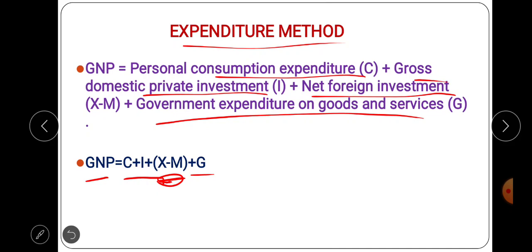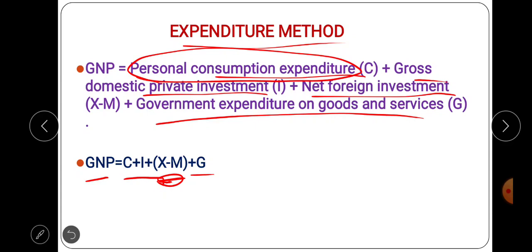Okay, let's see one by one factor. In that, first one is the personal consumption expenditure. This personal consumption expenditure includes all types of expenditure on the personal consumption by the individuals of the country. So it includes the expenses on the durable goods like scooters, watches, televisions, refrigerators, and the expenditures on the non-durable goods or the consumable articles like foods, clothing, etc. Also the expenditure incurred on the services of all kinds like teachers, doctors, lawyers, transportation, etc. That all are included in this personal consumption expenditure.